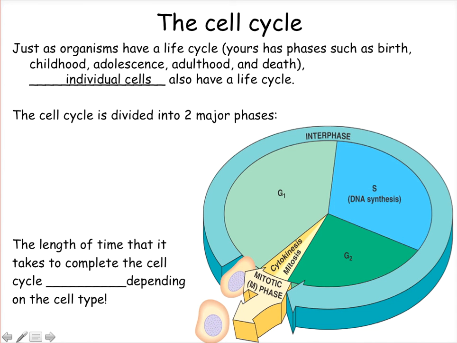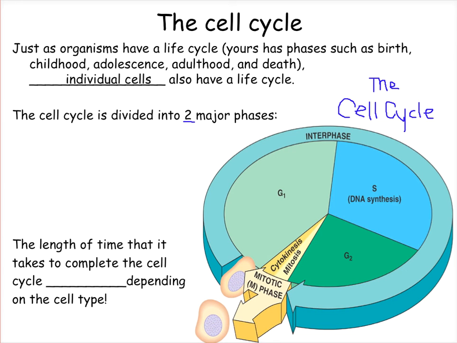It's shown in the picture here. This whole thing is a representation of the cell's life cycle, which is called the cell cycle. All right. By looking at the diagram, you should be able to see that the cell cycle is divided into two major phases.